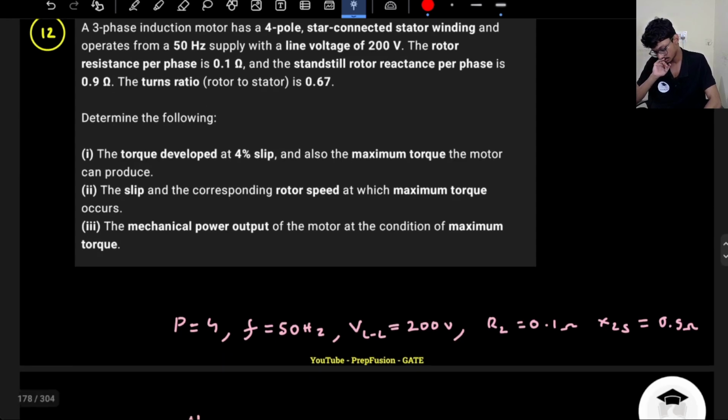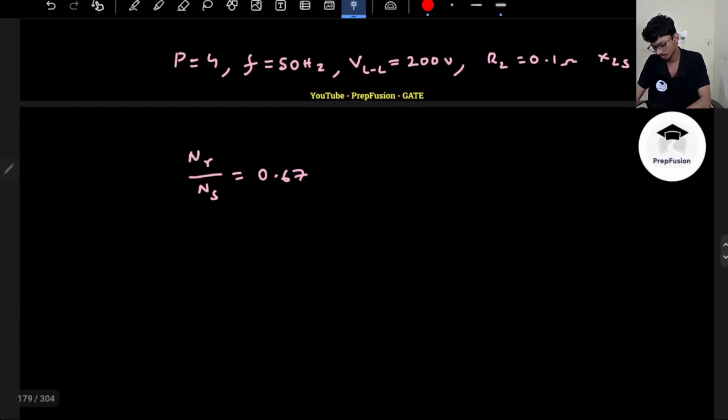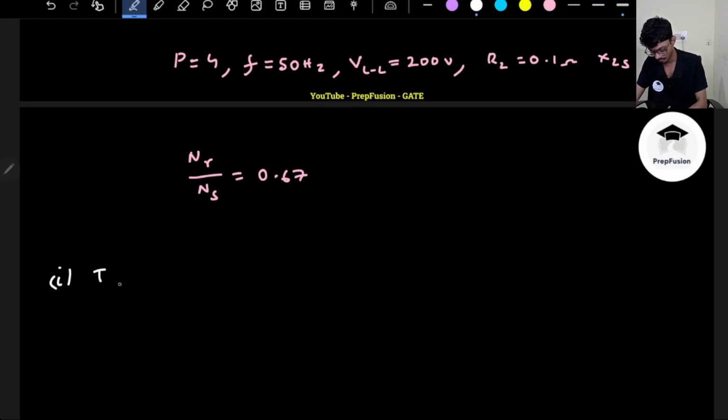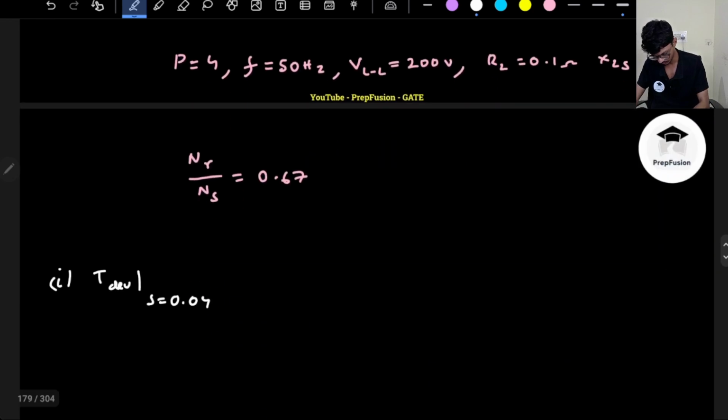Okay. Determine the torque developed at 4% slip. Also the maximum torque the motor can produce. Okay. So the first point, what is the torque developed at a slip of 0.04? If I see 4%, right, 0.04.